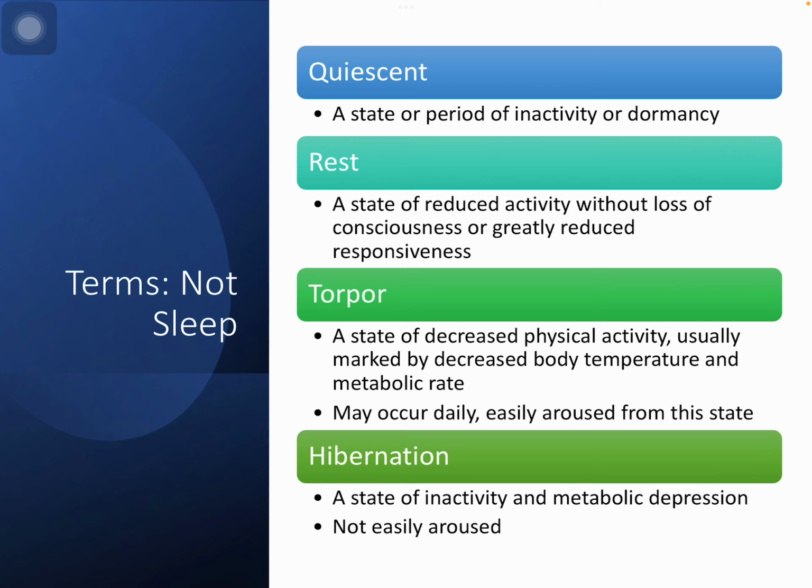Torpor is another type of state that is not sleep. And this is where we see less physical activity. We typically see decreased body temperature as well as decreased metabolic rate. And the reason why torpor is different from hibernation is because they are easily aroused from this state. We may even see this occur daily, we may see it occur seasonally, but typically the animal or organism is able to come out of this state pretty quickly, pretty easily.